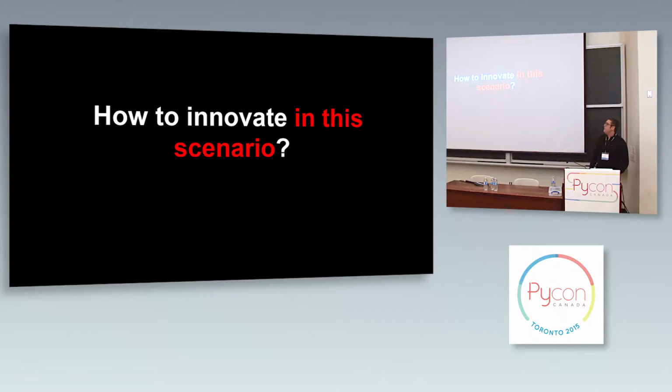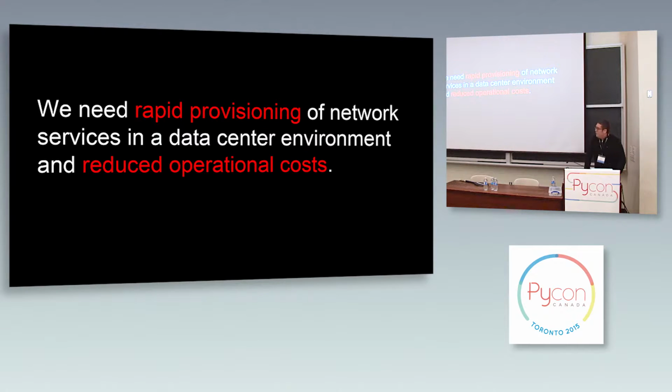So how to innovate in this scenario? Because we actually need rapid provisioning of network service in the data center, as I've mentioned before. And you also need reduced operational costs. If you take a look at the picture that I showed you, it's feasible, it's doable. We can change it, but it's a pain. It's hard. And the operational costs are high.